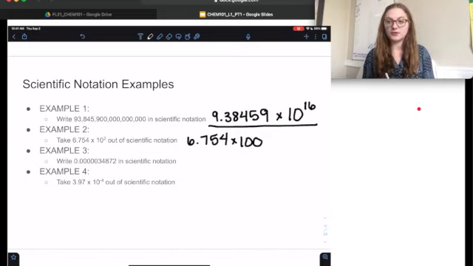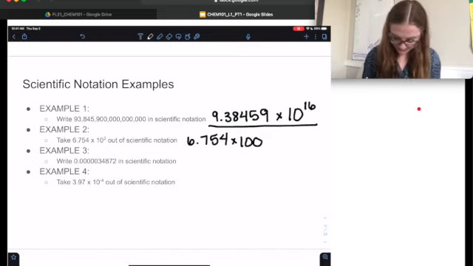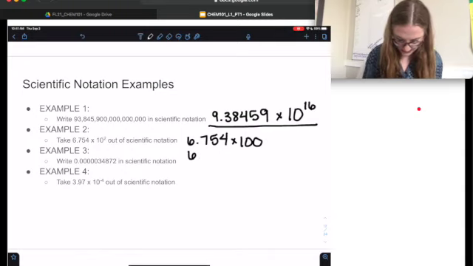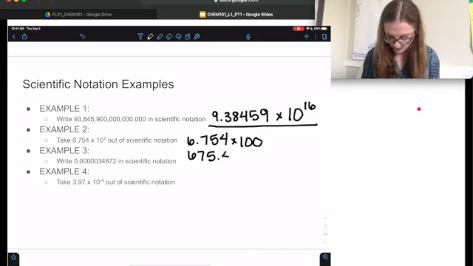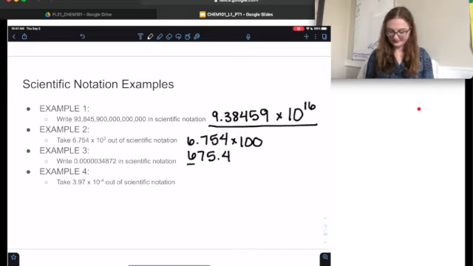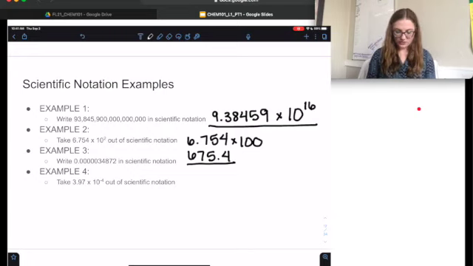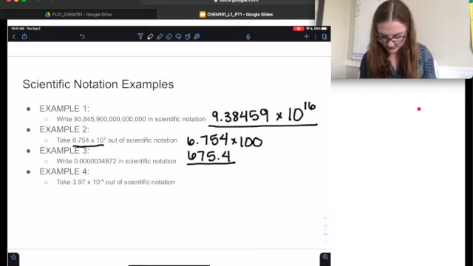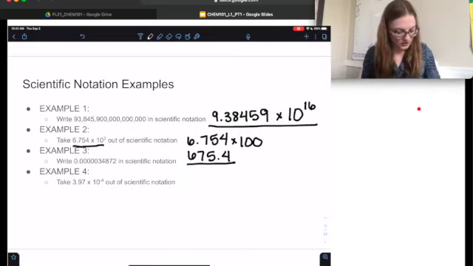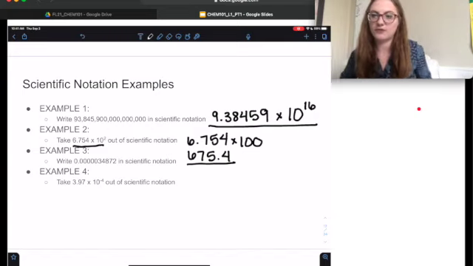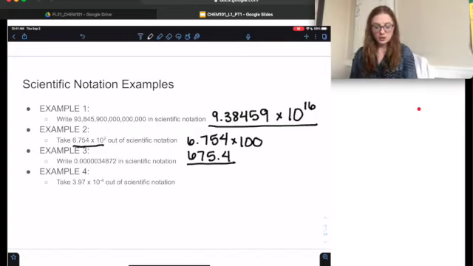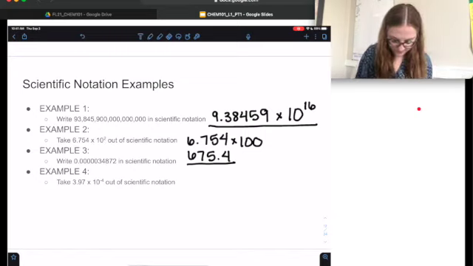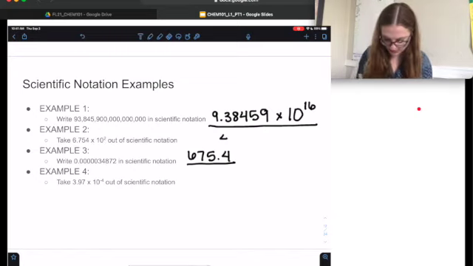6.754 times 100 equals 675.4. Boom. So that's how I take that number out of scientific notation. In scientific notation, it looks like 6.754 times 10 to the 2. When I take it out of scientific notation, that's just simply saying it's 675.4. Pretty straightforward. Okay, so let's go ahead and do example number 3.